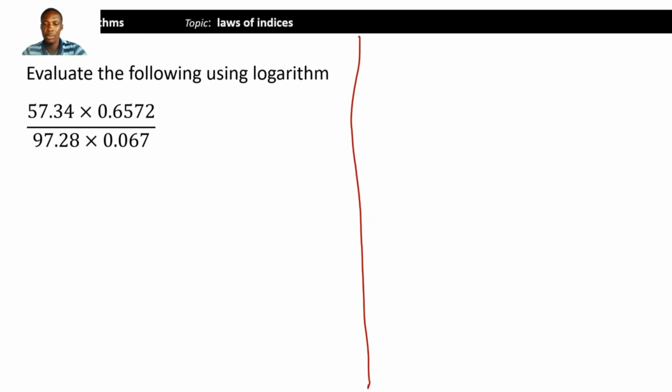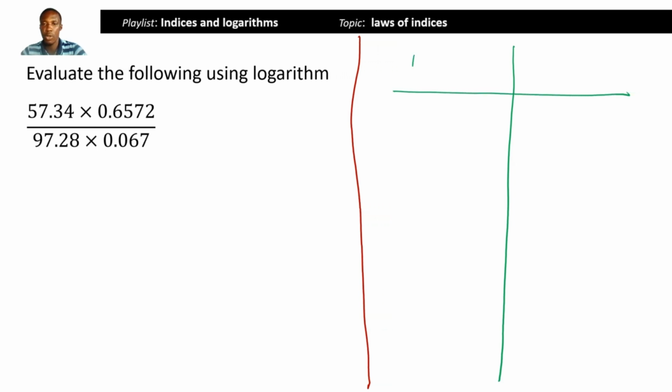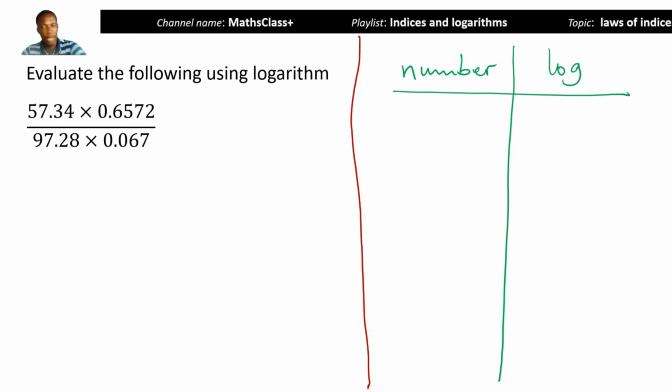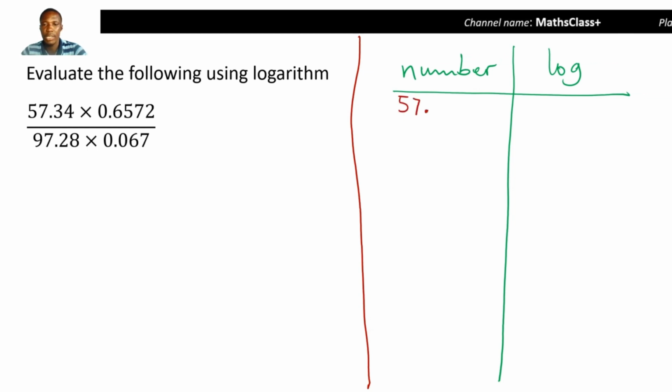So I have my table here like this. This is the number, and then its logarithm values or logarithmic value. Okay, so the first number we have is 57.34. We are to convert this to logarithm. If we convert this to standard form, our exponent of 10 will be 1. So 1 point. Then we find the mantissa.